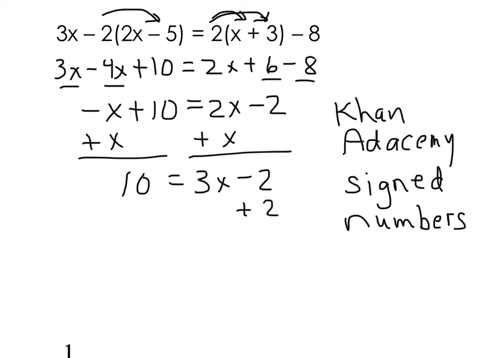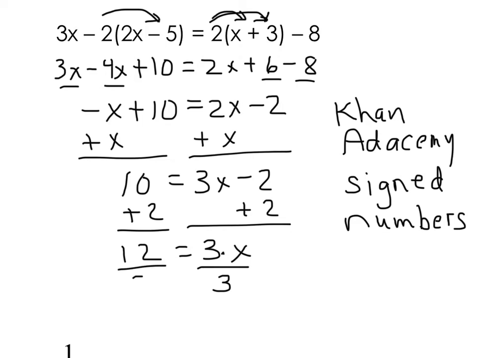So we want to add 2 to both sides. So we have 12 equals 3x. We don't want that 3 there with the x. We need to get the x by itself. It's 3 times x, so we get rid of it by dividing by 3. Multiplication and division are opposite or inverse functions.